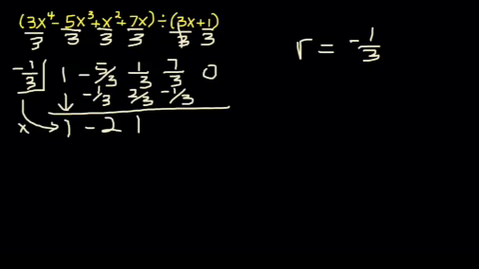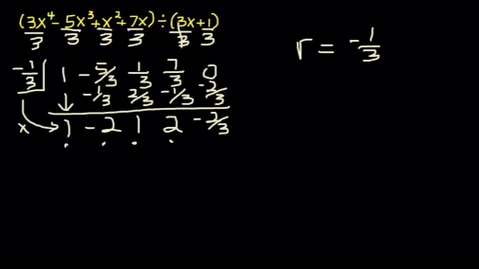7 minus 1 is 6/3 or positive 2. And then finally 2 times negative 1/3 is negative 2/3. Combined with 0 is negative 2/3, which of course is going to be our remainder. The 2 to the left of the remainder is our constant. The 1 is the coefficient for x. Negative 2 is the coefficient for x squared. And positive 1 the coefficient for x cubed.